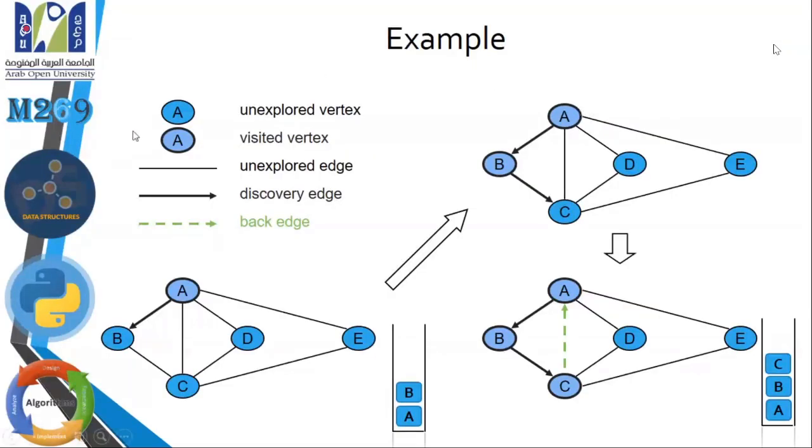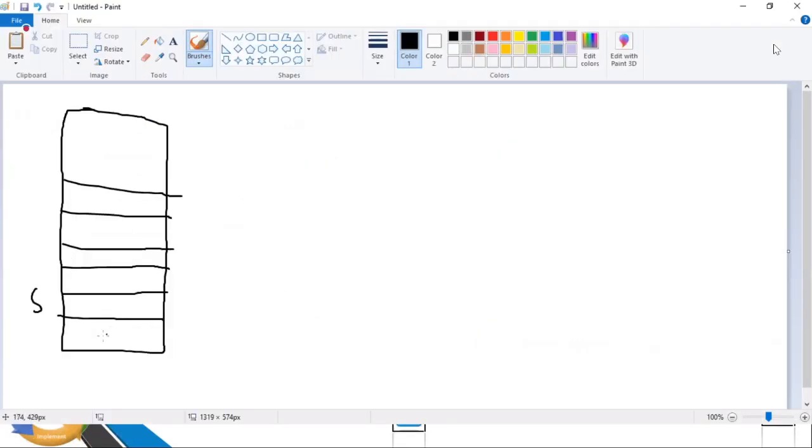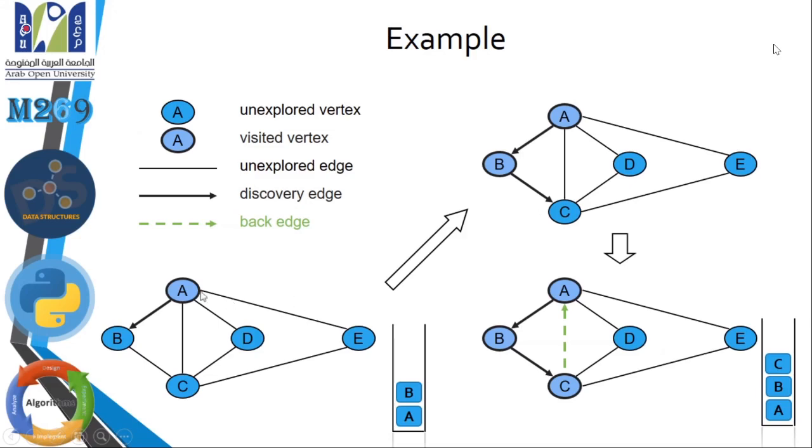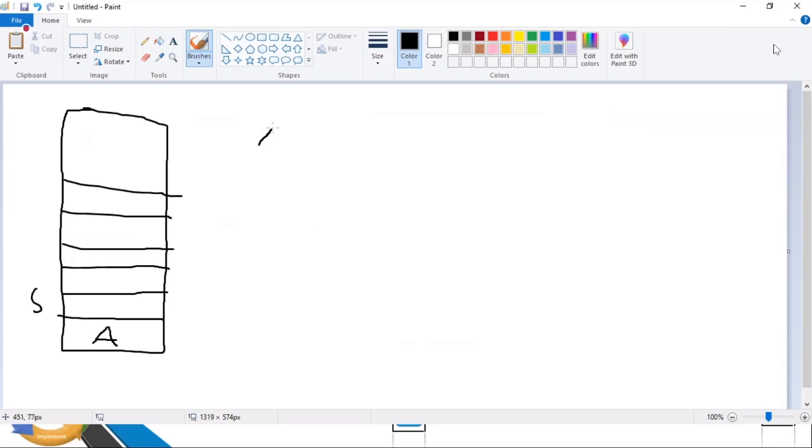We decided to start from A. So A now right here. Again, in the stack, we know that first in, last out. This is very important. That's number one. Number two, from A, you have B, D, E. You select. I will select B. So A will be here and here B. B will be added to the stack.